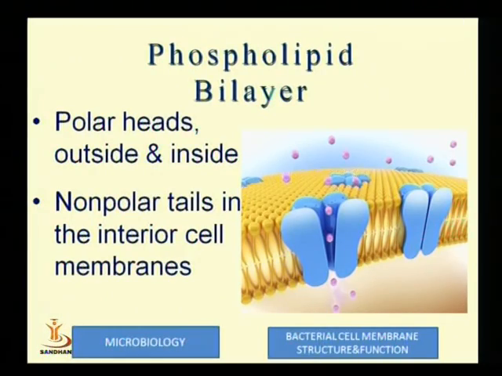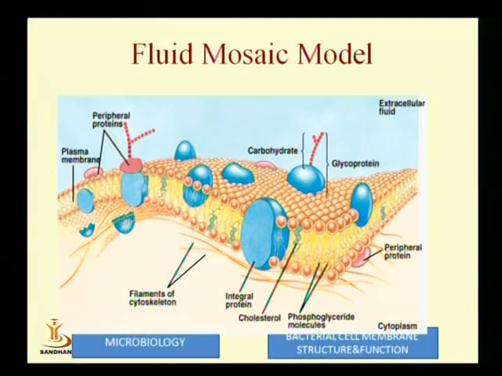Now, how is the phospholipid bilayer arranged? The polar heads of the lipids are on the outside and inside, and the non-polar tails are arranged in the interior of the cell membrane. Now, as we can see from the slide, this is our fluid mosaic model.